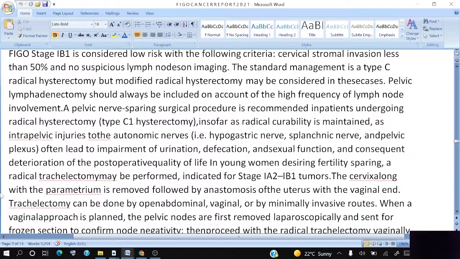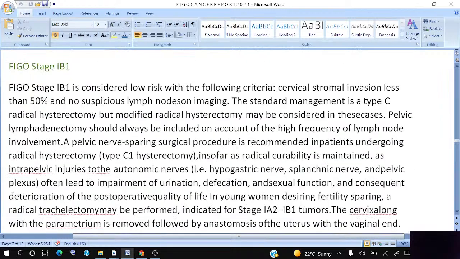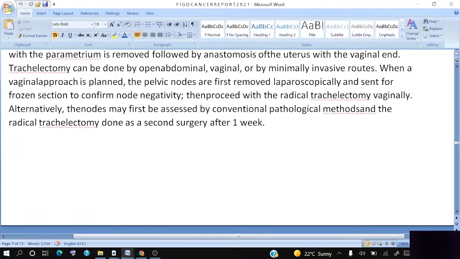So radical hysterectomy is performed for stage 1A2 and 1B1 tumor. Here the cervix along with the parametrium is removed, followed by anastomosis of the uterus and the vagina end. So this is the trachelectomy. Here it can be performed, and we can use the open abdominal approach.